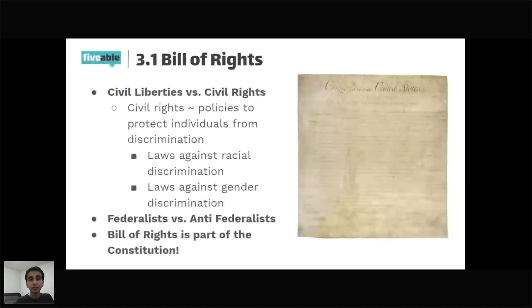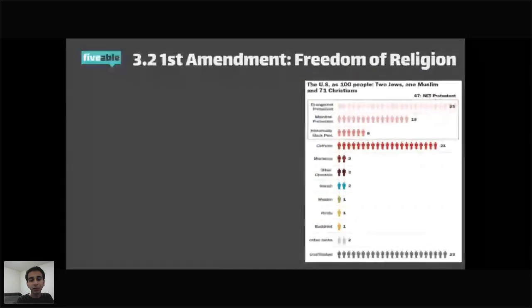I know last year that was a big confusion because people thought the Constitution was just the original document, but the Bill of Rights isn't a separate foundational document on your list. It's part of the Constitution. Okay, so before we move on into the First Amendment at 3.2, does anyone have any questions on 3.1?